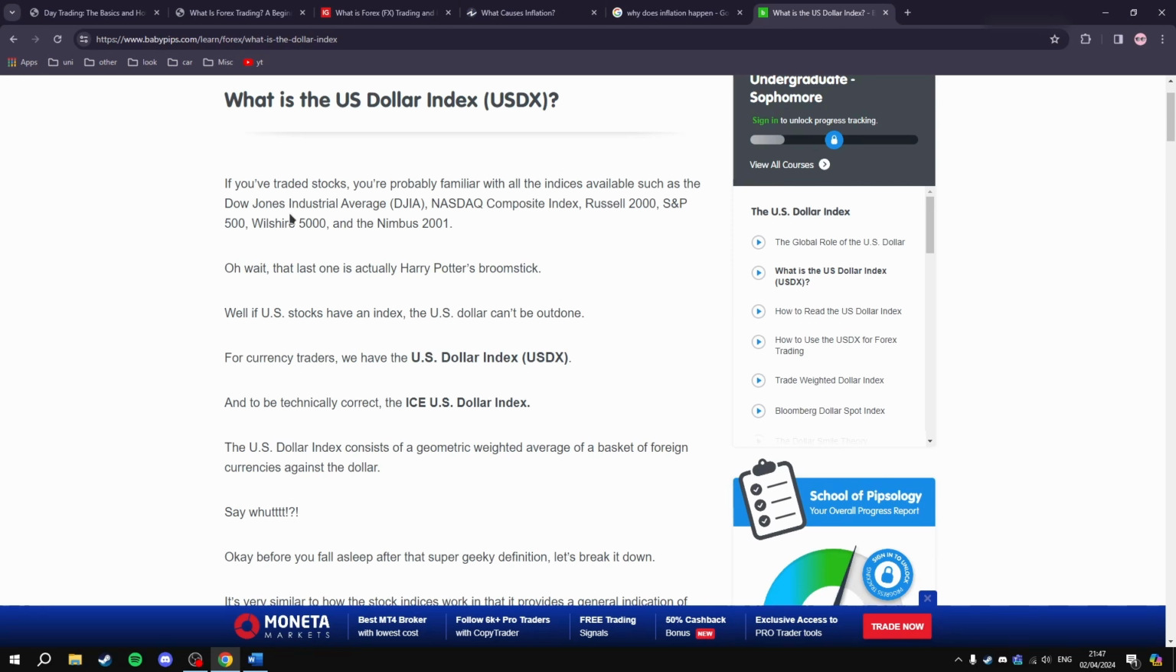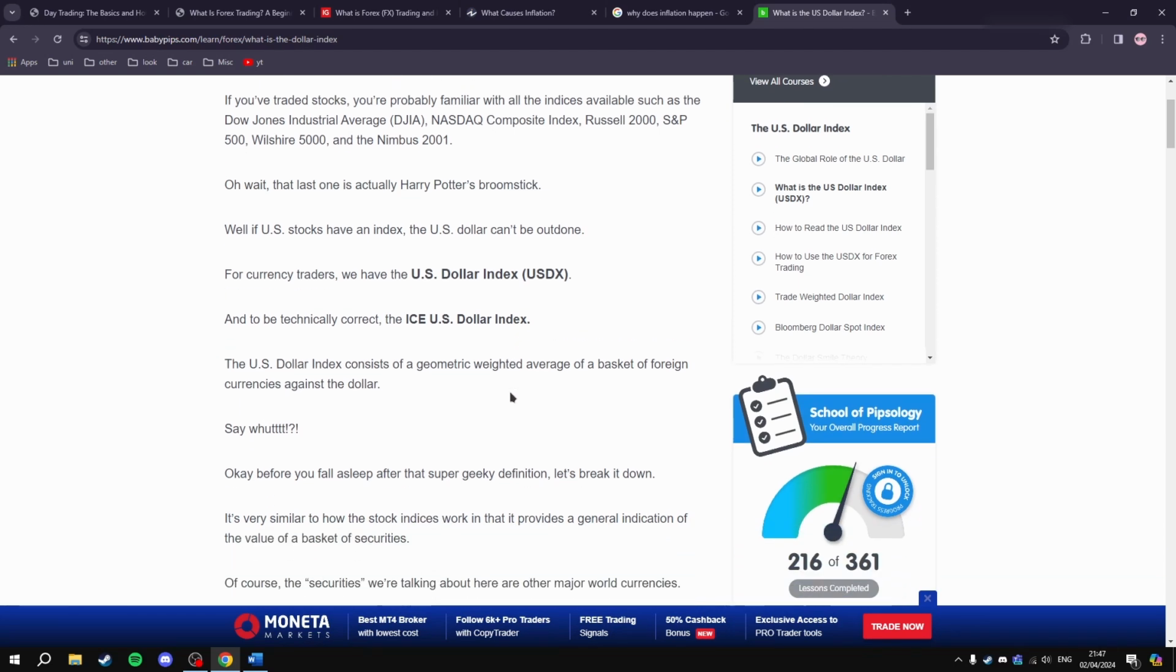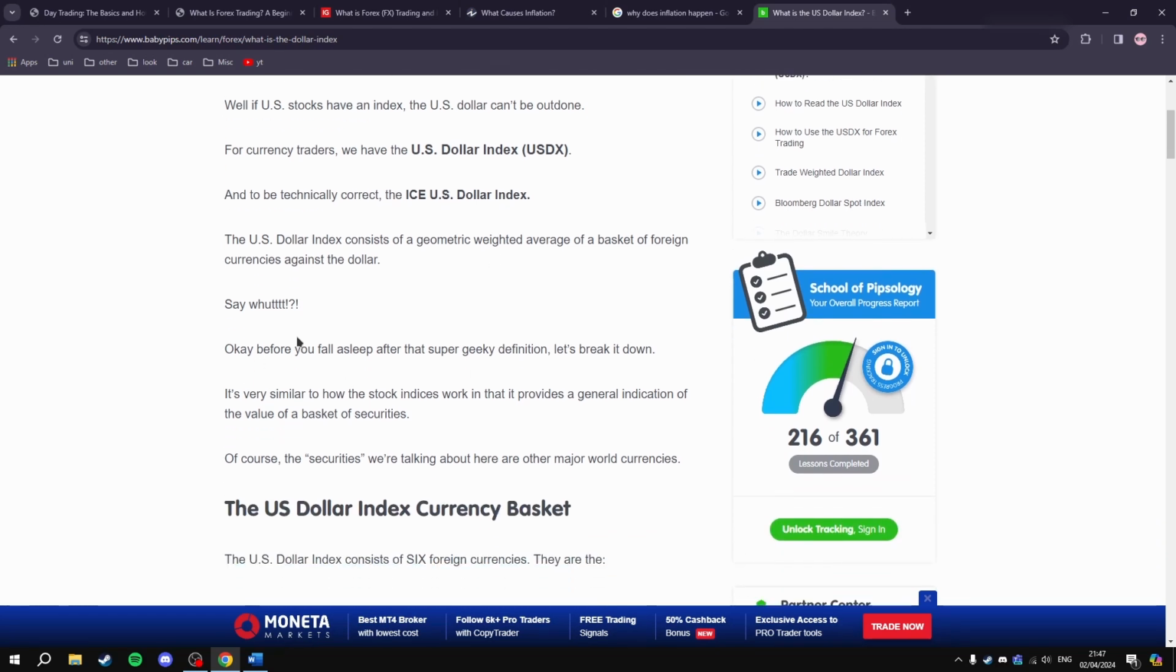For currency traders, we have the US dollar index, or USDX, and to be technically correct, the ICE US dollar index. The US dollar index consists of a geometric weighted average of a basket of foreign currencies against the dollar. Say what? Okay, before you fall asleep after that super geeky definition, let's break it down. It's very similar to how the stock indices work in that it provides a general indication of the value of a basket of securities. Of course, the securities we're talking about here are other major world currencies.